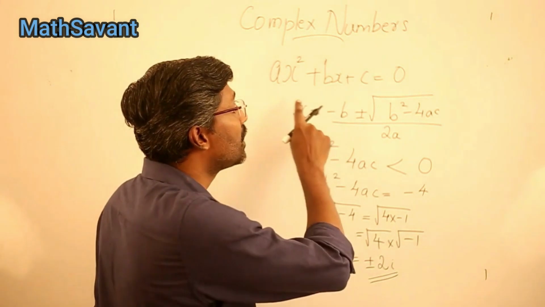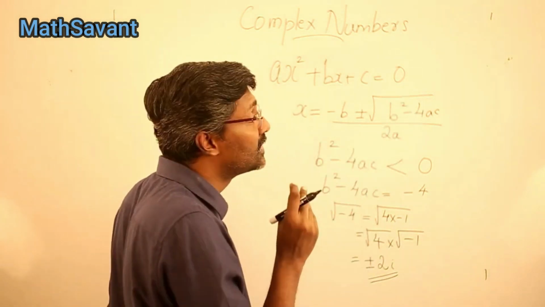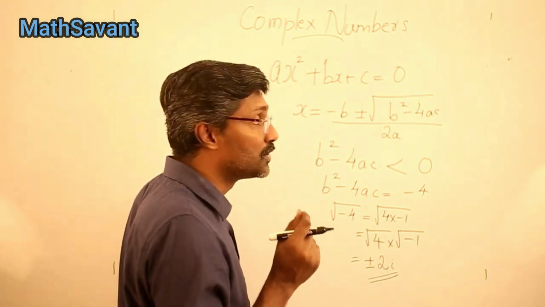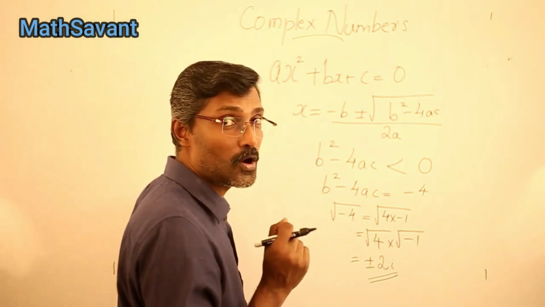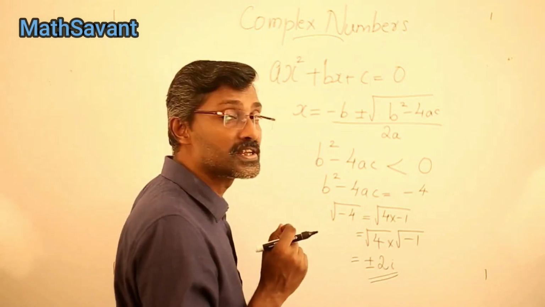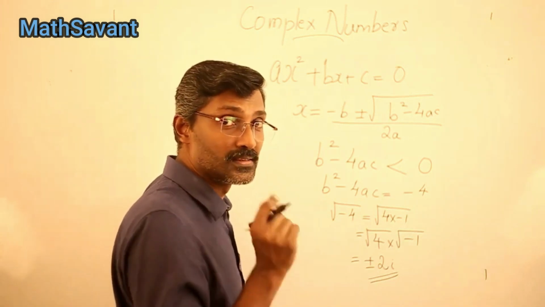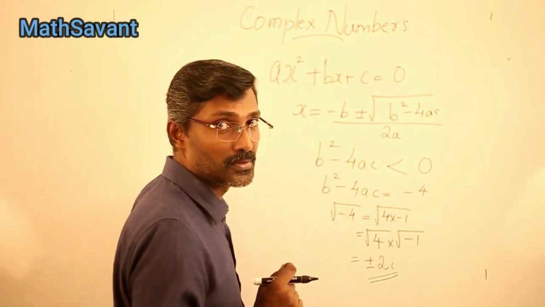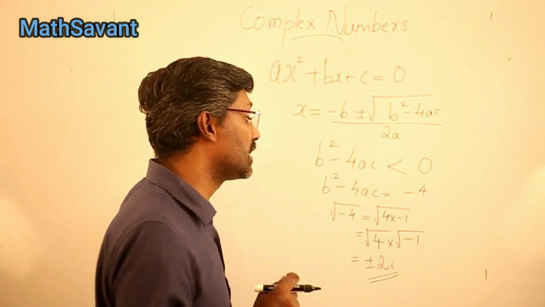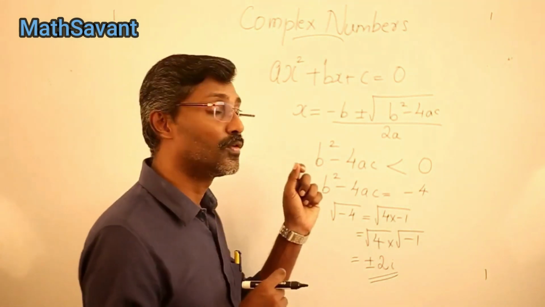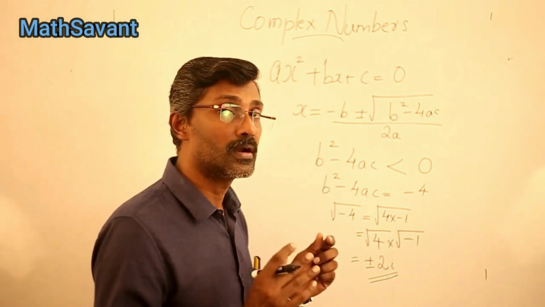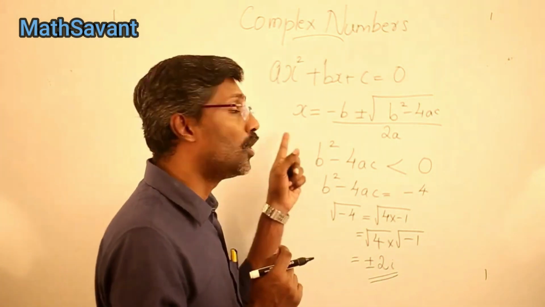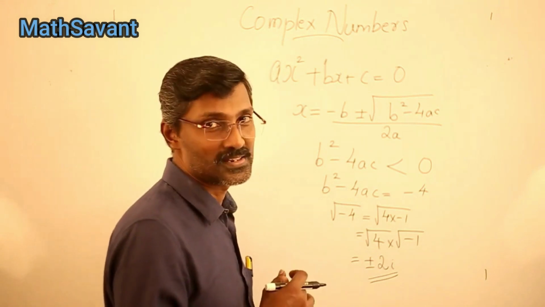So once you understand what the relevance of the value of b square minus 4ac is, you will understand what is a complex number. When b square minus 4ac is negative, that's when you get a complex number as the square root. Clear? So you have to understand this really well. Once b square minus 4ac, the discriminant of a quadratic equation, is negative, then you get the value of the roots as complex numbers.